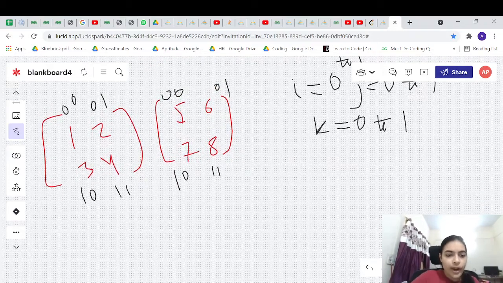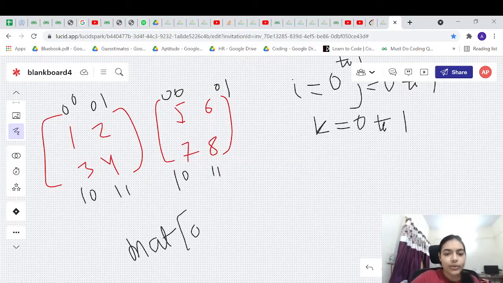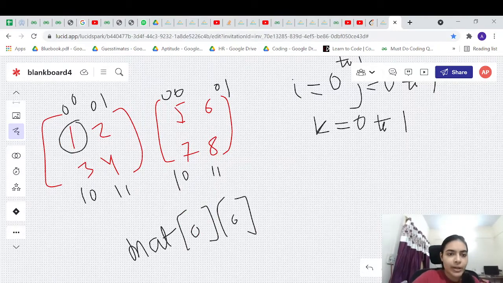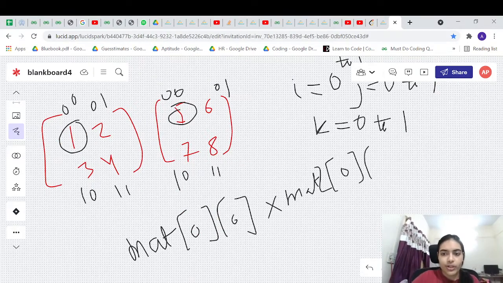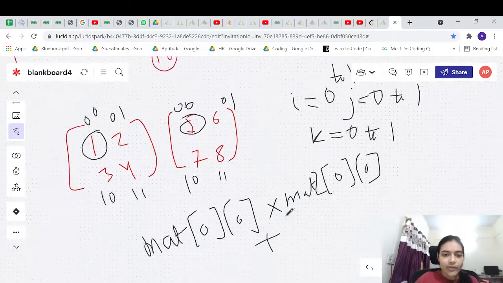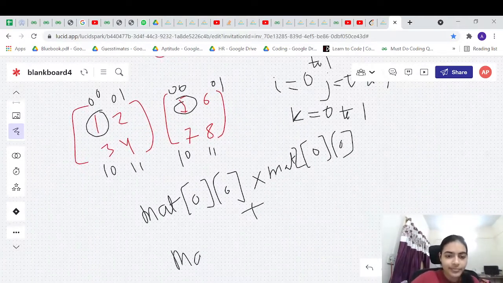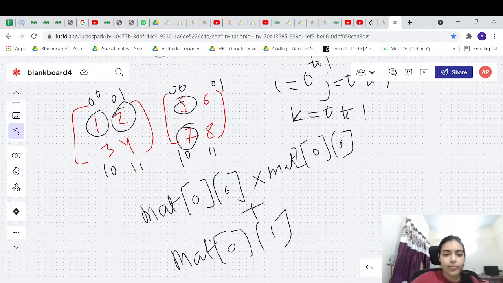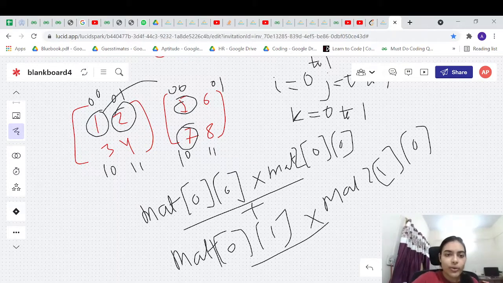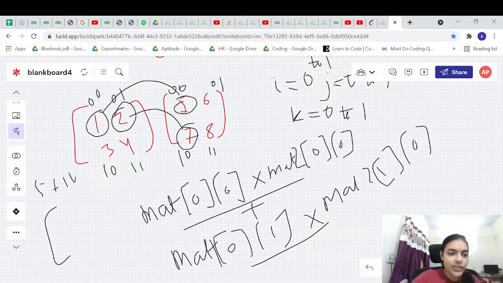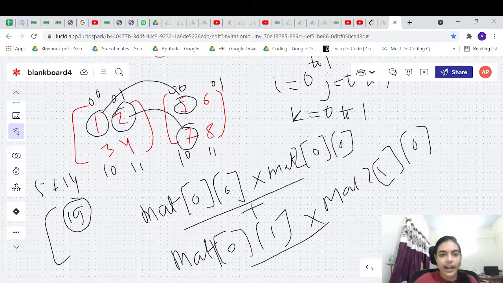For matrix 1 you take 0 0. You multiply this number with matrix 2's 0 0, and then to that you add this value: multiply 0 1 of matrix 1 with 1 0 of matrix 2, and so on. You keep doing this multiplication and you will get the first value here. So 1 into 5 is 5, 2 into 7 is 14, total 19. So you will get the first value here, and so on.